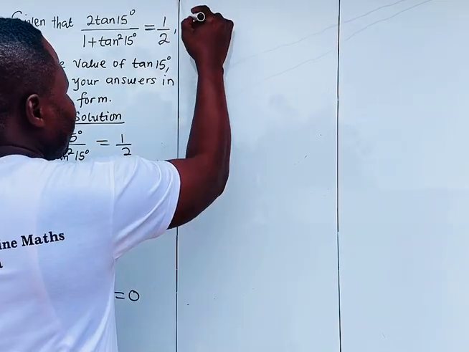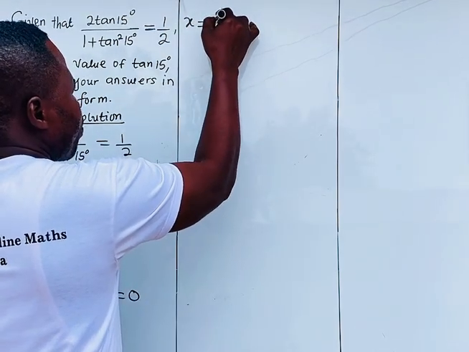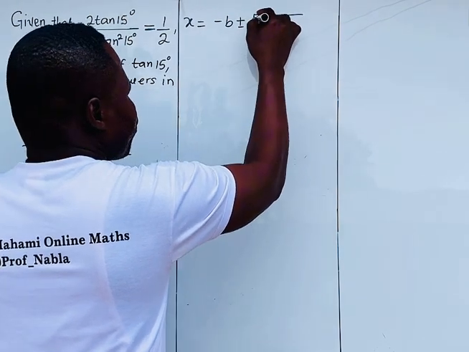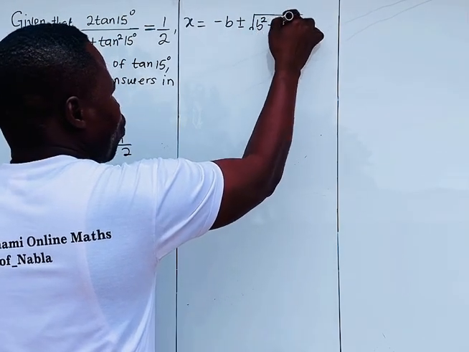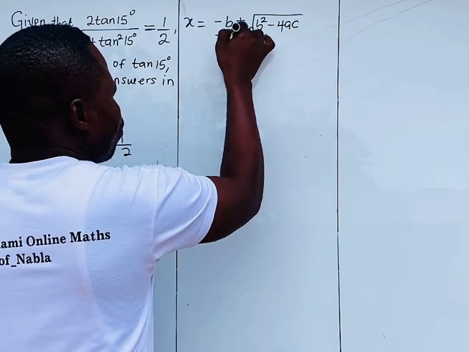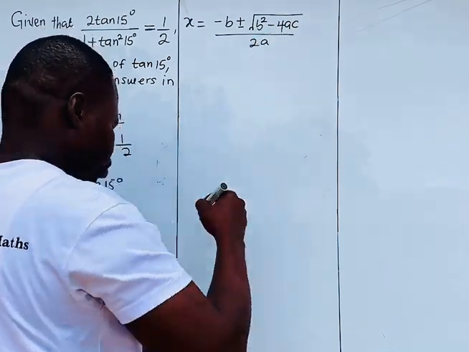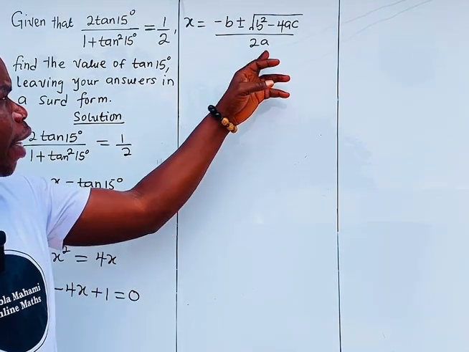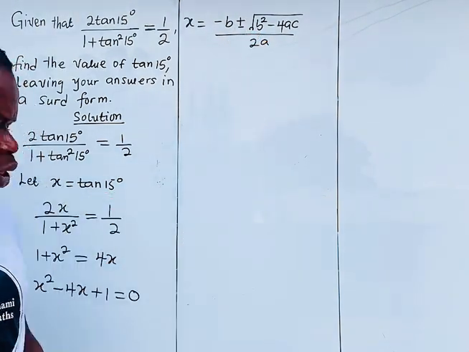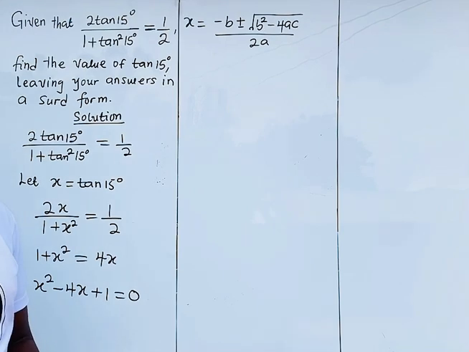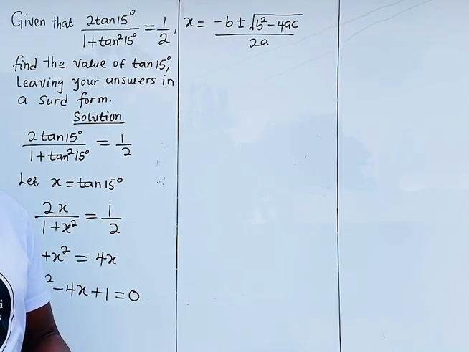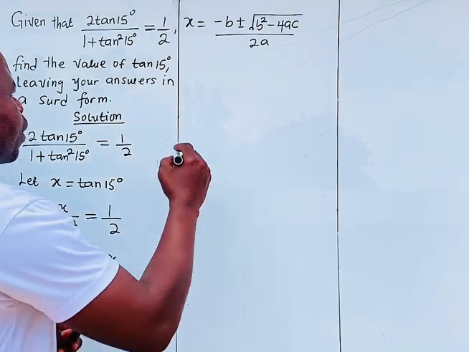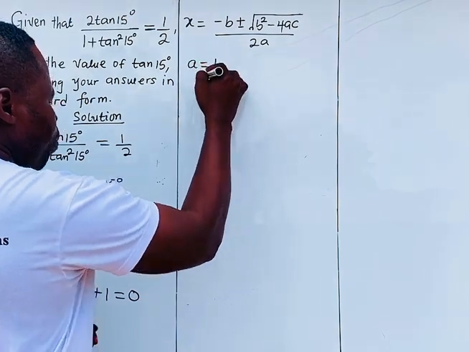That one says that x is equal to minus b plus or minus the square root of b squared minus 4ac, all over 2a. This is the general quadratic equation formula. So you now pick a, b, and c values from this quadratic equation. The a value is the coefficient of x squared, and you can see that the coefficient here is 1. That means that my a is equal to 1.